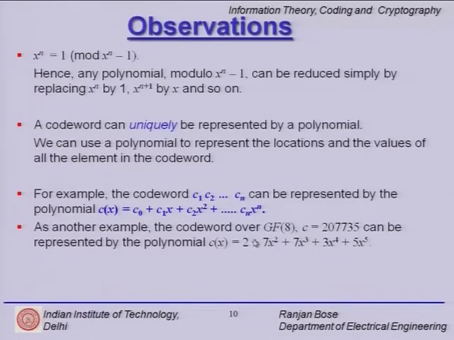So, 2 corresponds to the first coefficient, 0 corresponds to the missing 0 into x, which we do not write, and then 7x squared corresponds to the third. So, in a way the degree of x, the power of x, actually represents the location of the coefficient, and these coefficients can belong to the Galois field under consideration. Here it is GF(8).